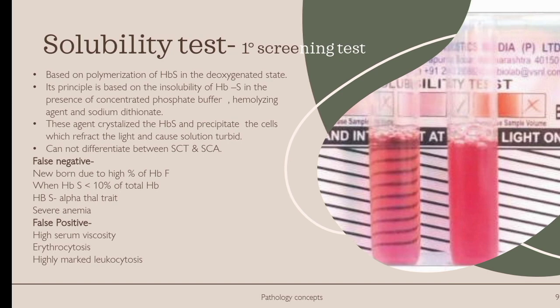This test is easy to perform and inexpensive. The disadvantage is that it cannot distinguish between sickle cell trait and sickle cell anemia. It gives false negative results in certain conditions, like in the newborn due to the high percentage of HbF, when sickle hemoglobin is less than 10% of total hemoglobin, in patients with sickle alpha thalassemia trait, and in severe anemia. The test gives false positive results in case of high serum viscosity, in erythrocytosis and with markedly high leukocytosis.